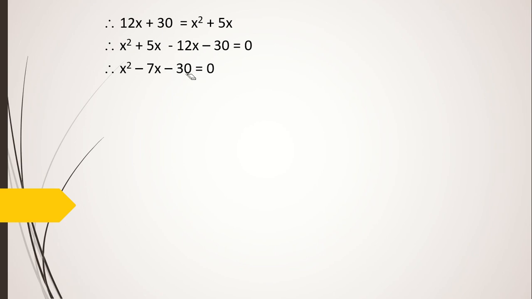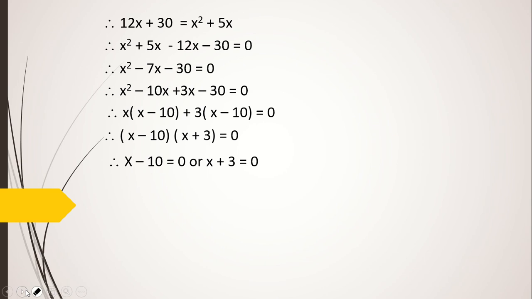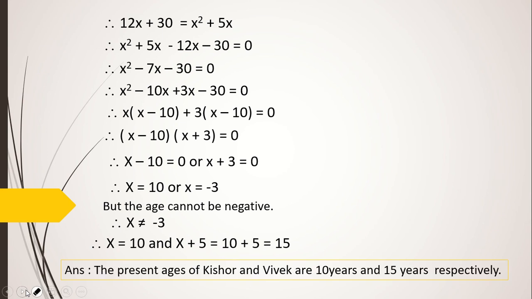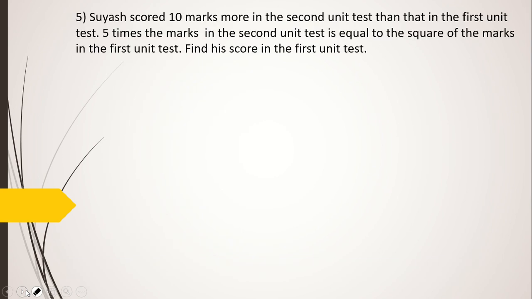Now factorize 30, factors of 30 which after subtracting should give me 7. Now find out which factors of 30 which after subtracting give me 7. 10 3s are 30 and 10 minus 3 is 7. Okay, so we will choose those factors. x is equal to 10 or x is equal to minus 3 we get. But the age cannot be negative, so minus option we don't take. So this is how we get the present ages of Kishore and Vivek as 10 years and 15 years respectively. Let's move to the next sum.